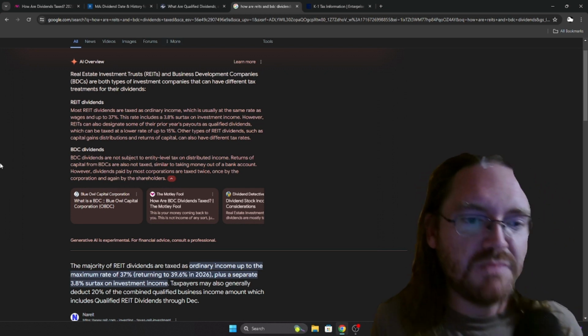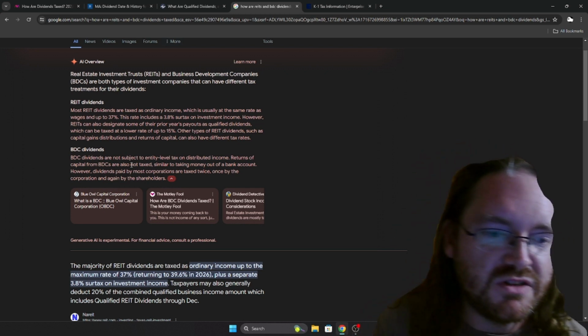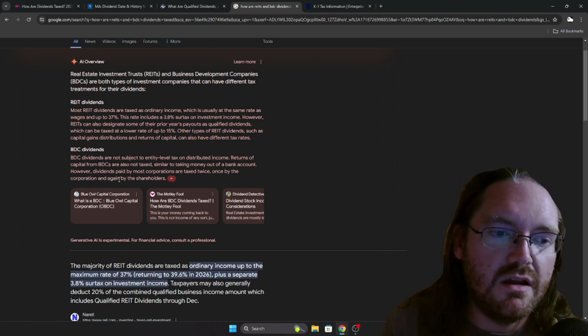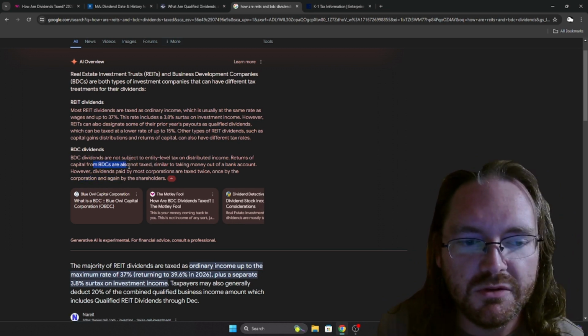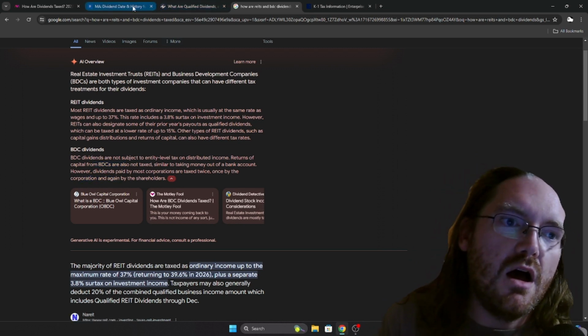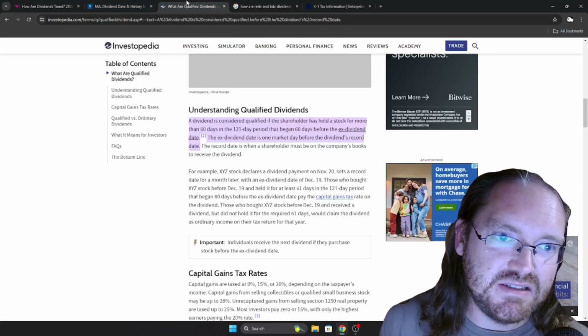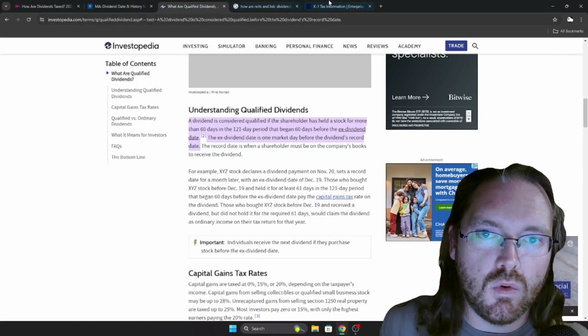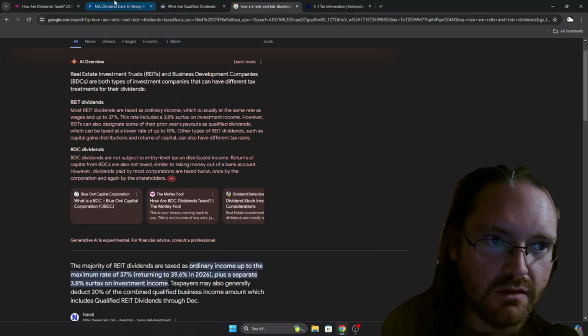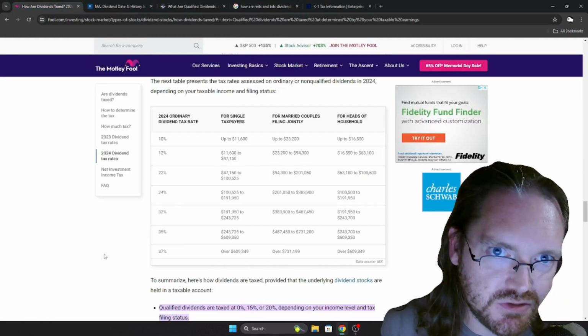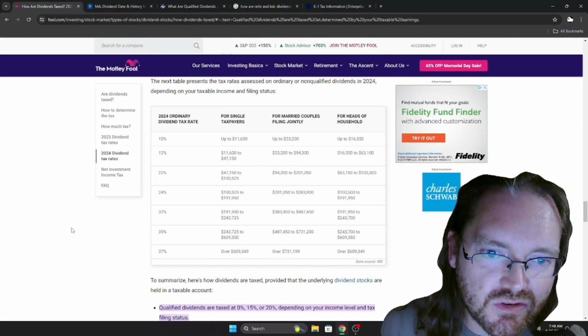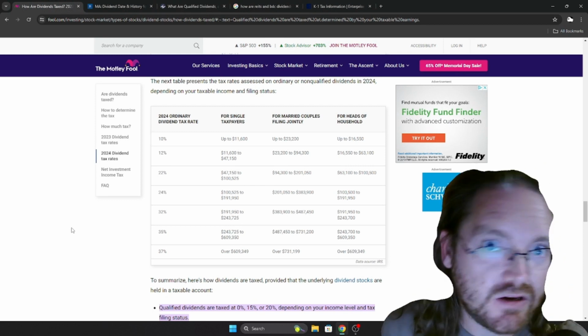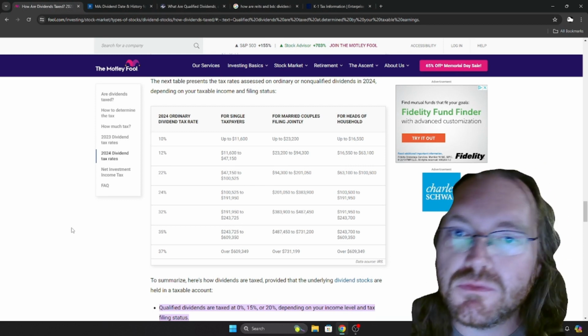However, dividends paid by most corporations are taxed twice, once at the corporation and again by the shareholders. That's pretty much all dividends, though. Most of your BDCs will be considered ordinary as well. So that would fall under here. Again, you can do your own research on that. Make sure, because every stock is different. Every BDC is going to be different.